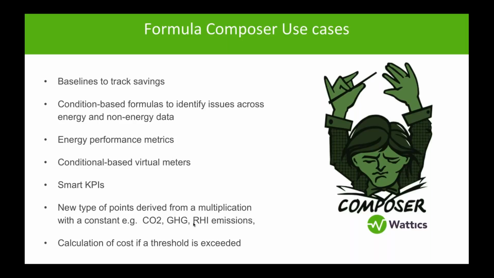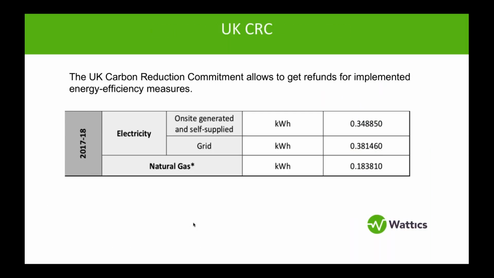New types of points derived from multiplication with a constant. For example, GHG, RHI emissions, CO2. I want to multiply my kilowatt hour by a constant, because that is the CO2, and you know that carbon emissions are now another item in an electricity bill. So it is important to also monitor how many tons of CO2 a plant or a business is generating, in order to report it to the authorities, to access some funding, some money back, or actually to pay or be notified if the CO2 emission is over the threshold, because then there may be extra charges on the bill. So this is just some of the use cases.